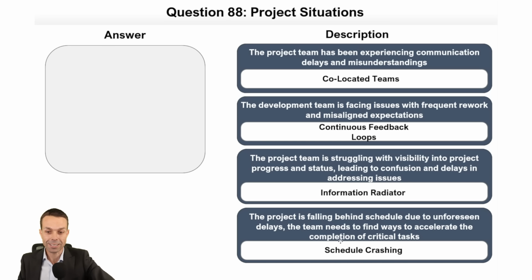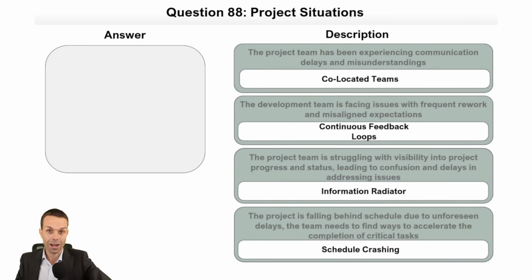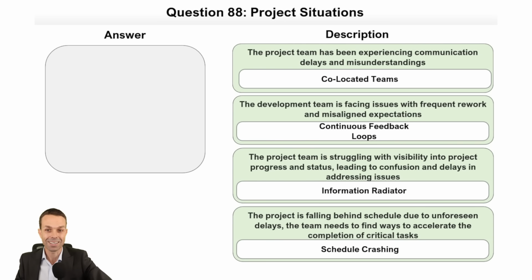That means schedule crashing. The project is falling behind schedule due to unforeseen delays, and the team needs to find ways to accelerate the completion of critical tasks. They can do that with schedule crashing, which is throwing resources and money at the project to expedite certain tasks on the critical path.